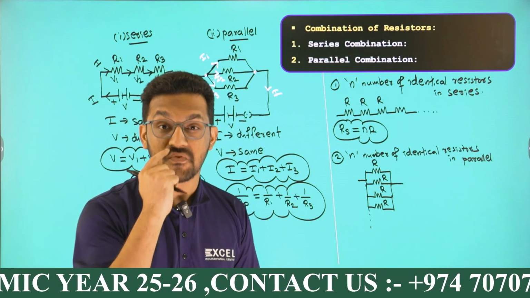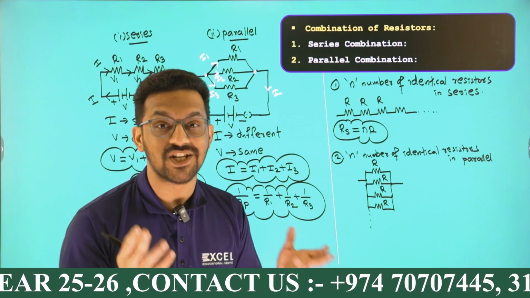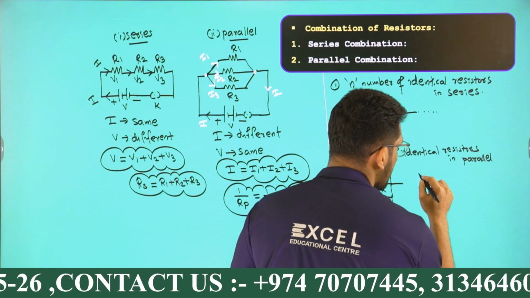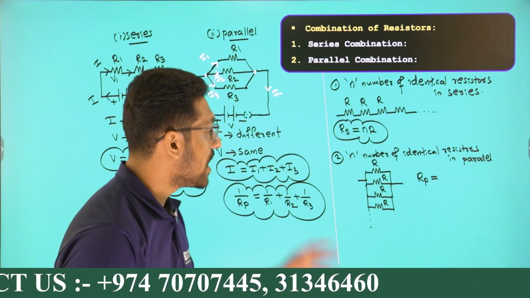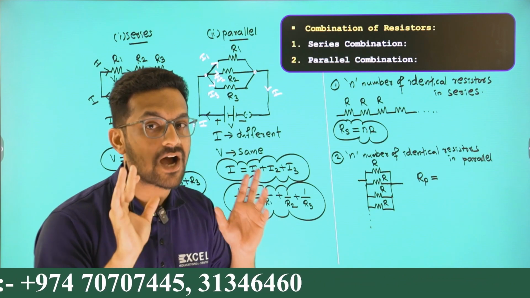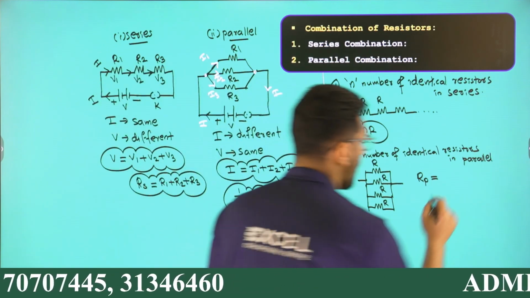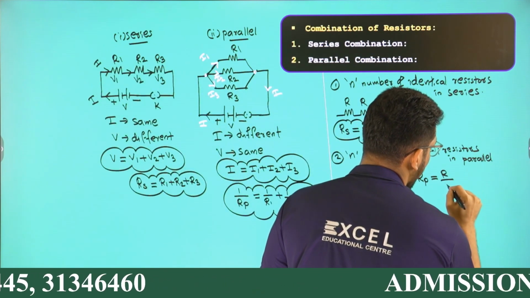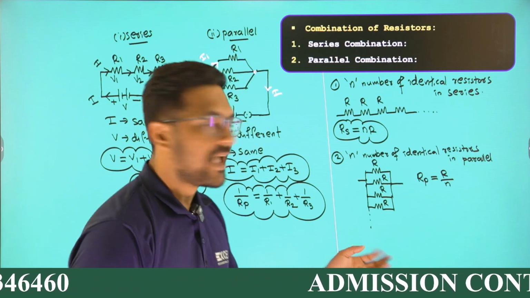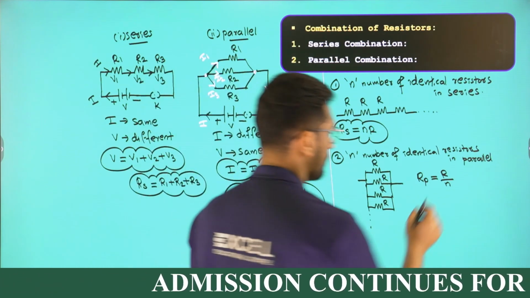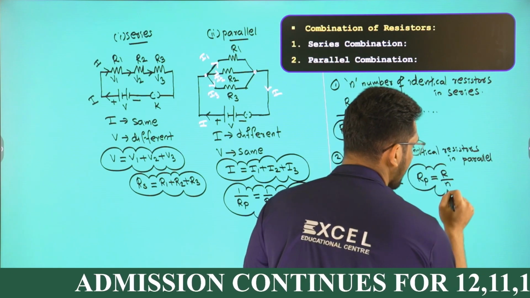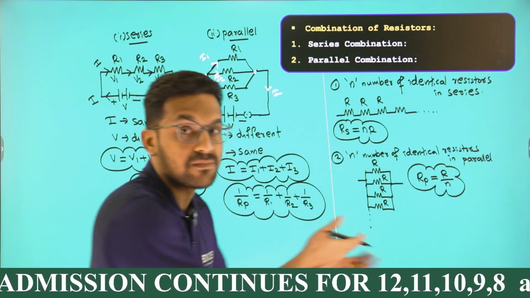How to find the effective resistance? There is a simple equation to find effective resistance in parallel if the values of the resistors are identical. That is very simple. It will be R by N. What is this N? N is the number of resistors in parallel. It's a very simple equation, right? A very simple equation.